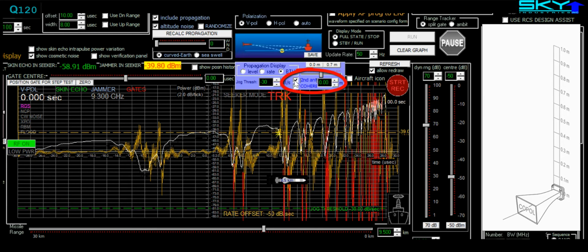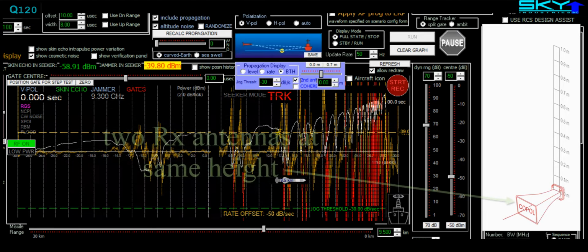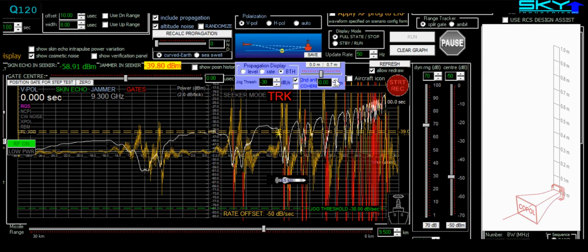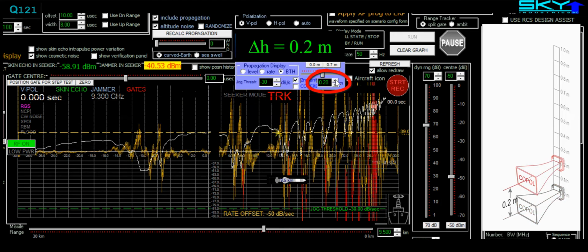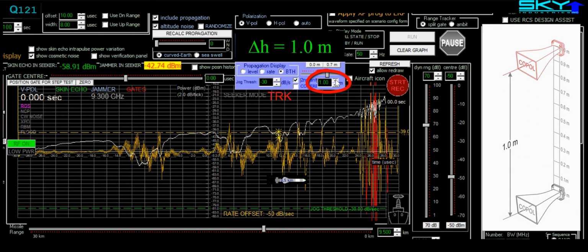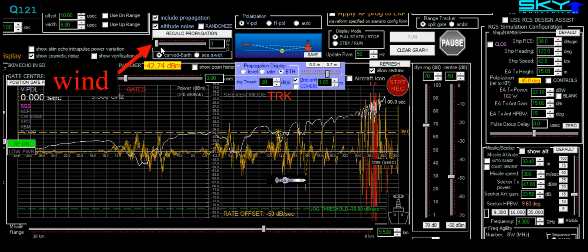Now let's add a second receive antenna co-located with the primary receive antenna, so they're both at the same height. Now, since there are two identical antennas, the power goes up by 3 dB, but the power versus range doesn't change because they're both at the same height. Now let's separate the two antennas and watch what happens to the seeker power rate and level as measured at the ship. Now let's look at what happens if the wind blows.